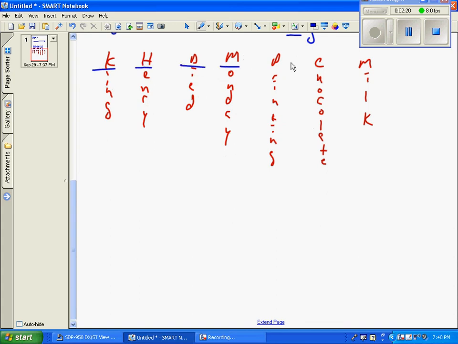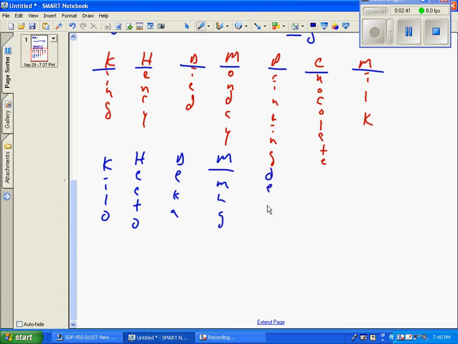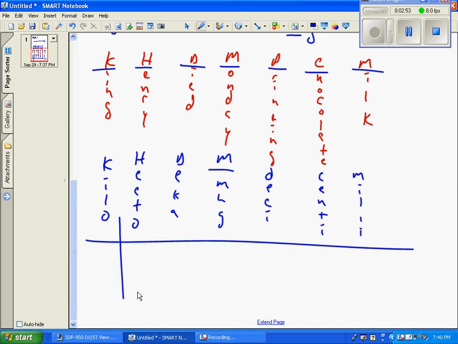Now, what this does for us, since it's a mnemonic device, is if we take a look at the first letters of each one of these, the K stands for kilo, the H for hecto, the D for deca, the M for our base units of the meter, the liter, and the gram, D for deci, C for centi, and M for milli.